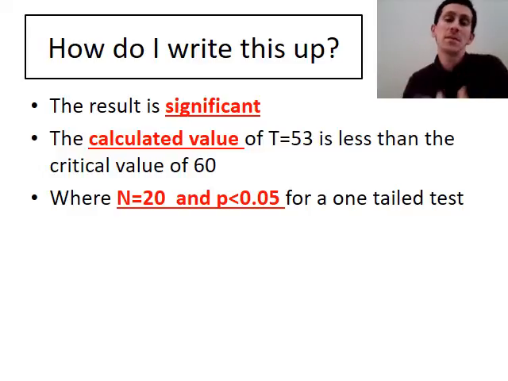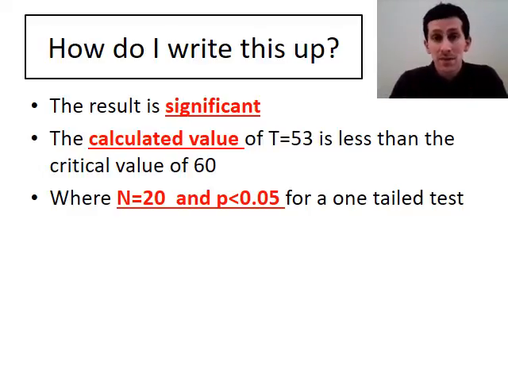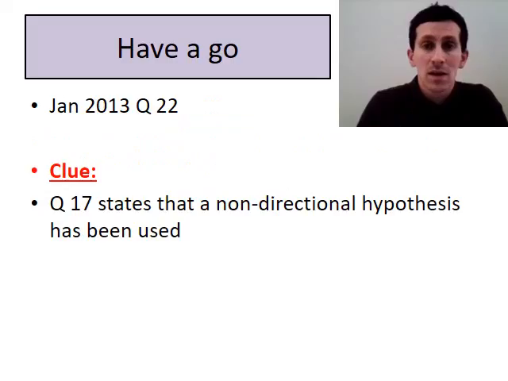And then you give them the information back that they've already given you, where N equals 20, so the number of people in the experiment is 20, and give them the probability value that you used. And p is less than 0.05 for a one-tailed test. So you'd structure it just like that. Results are significant because, and so on. Okay, so using those bits.